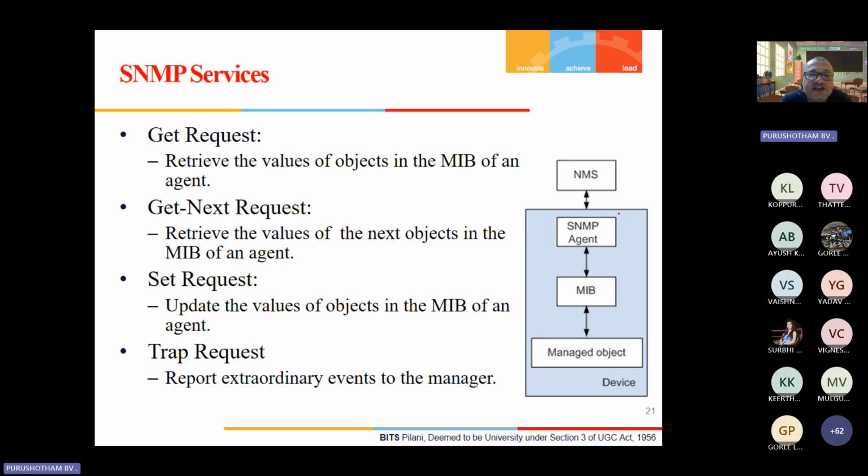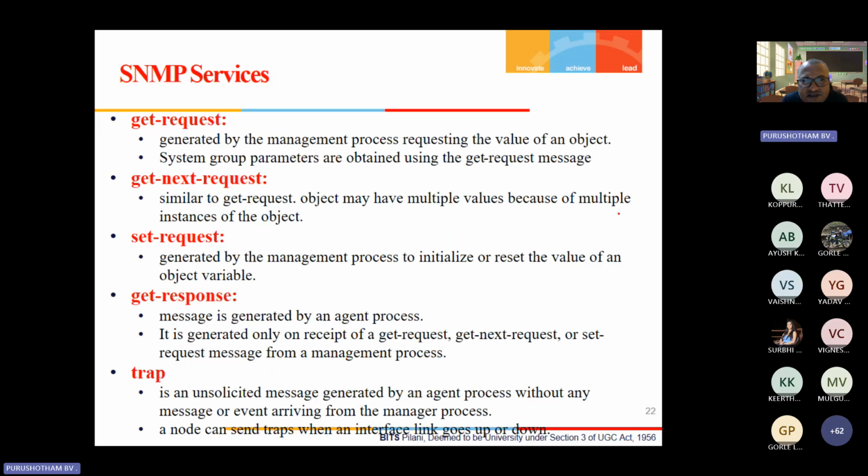So get request basically retrieves the value of the objects in the MIB, that is management information base, of an agent. And get next request also retrieves the values of the next object in the MIB of an agent. Set request updates the value of the objects in the MIB of an agent. Trap request reports extraordinary events to the manager. Anything abnormal which has happened will be sent.